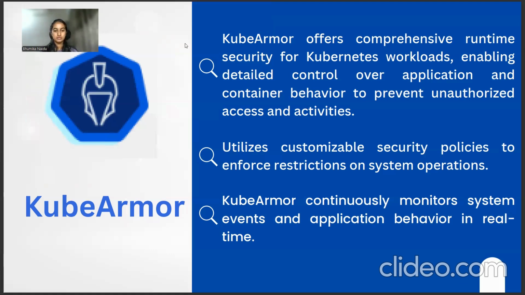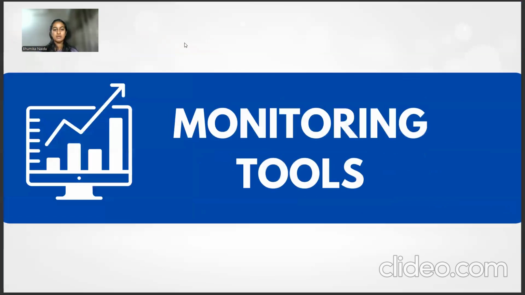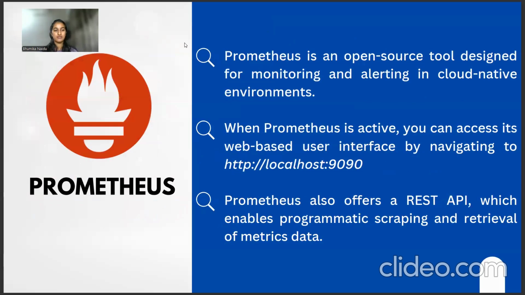The next is monitoring analytics, where we discuss monitoring tools. We will discuss Prometheus and Grafana. Prometheus is an open source monitoring and alerting toolkit designed specifically for cloud native environments. It was originally developed by SoundCloud and has since become a part of CNCF. Prometheus is highly flexible and widely used in environments that require robust monitoring solutions, particularly in dynamic and distributed systems like microservices, containers, and Kubernetes.